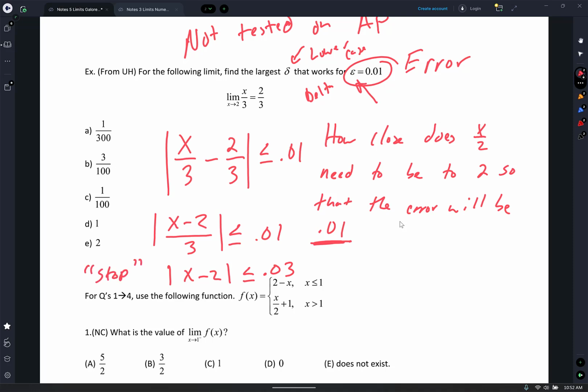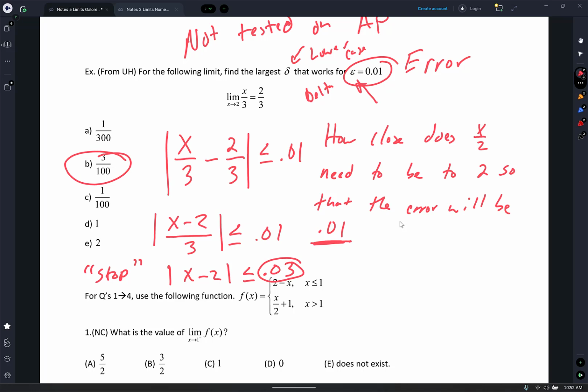But I'm going to continue it because I want to find how close x has to be. How close does x need to be to 2 so that the error will be 0.01? Oh, I already messed it up. This doesn't matter. I'm going to move the 2 to the other side. Actually, no, I'm not. I'm going to stop. That's my answer.